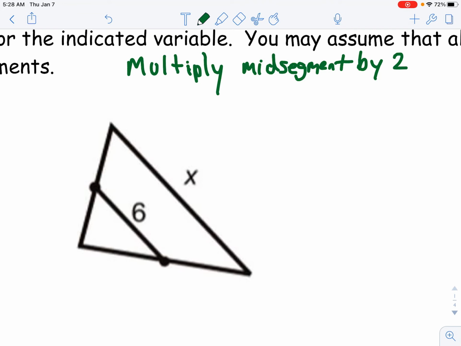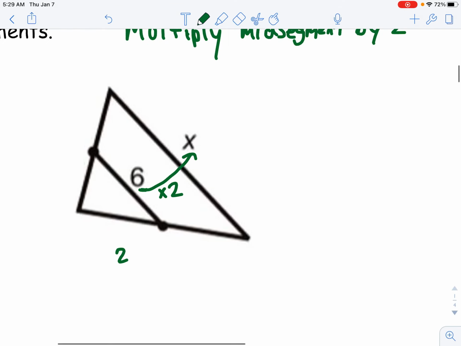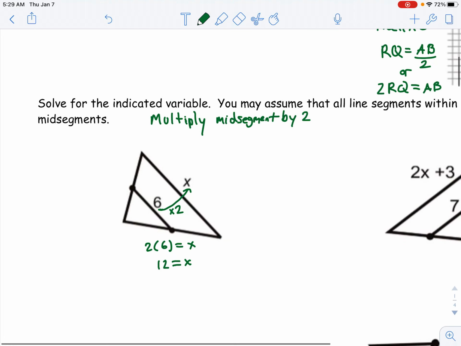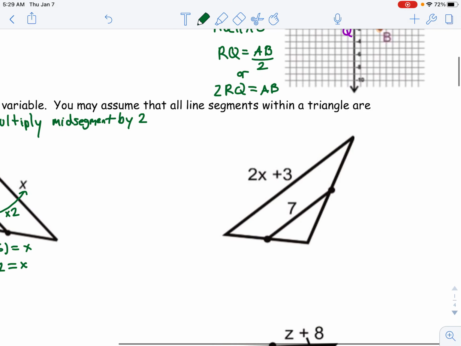Alright, so all I'm going to say is, to get 6 to be the same as x, I've got to multiply it by 2, so I'm just going to do 2 times 6 equals x, or 12 equals x. That's it. That's probably one of the most basic problems we can encounter.